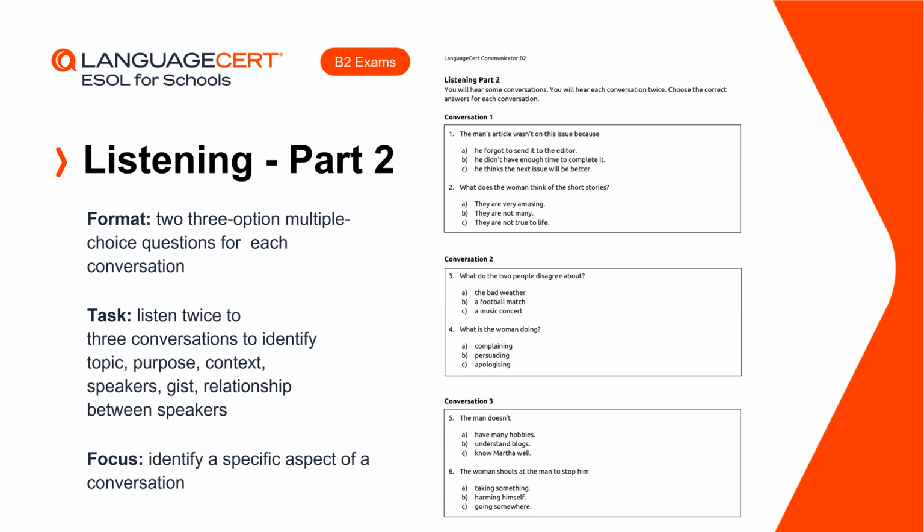In part 2, test takers need to answer 2 3-option multiple-choice questions per conversation. There will be 3 conversations in total, and they will hear them twice. Test takers may have to identify topic, purpose, context, speakers, gist, relationship between speakers, etc. What is assessed here is their ability to identify a specific aspect of a conversation.